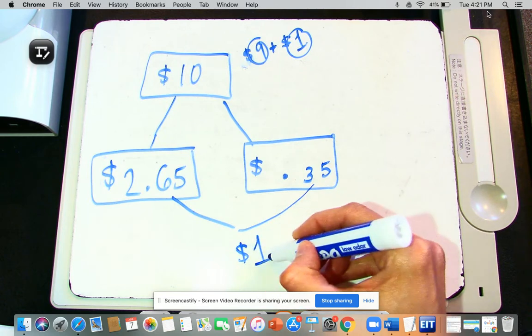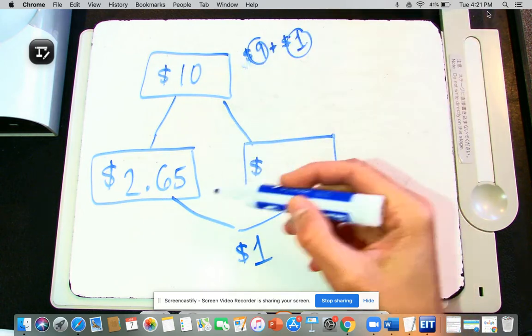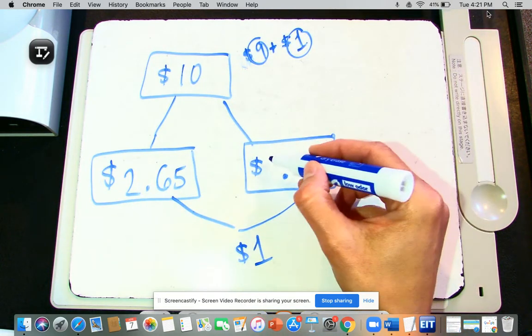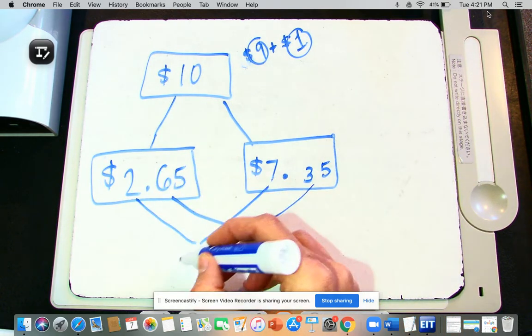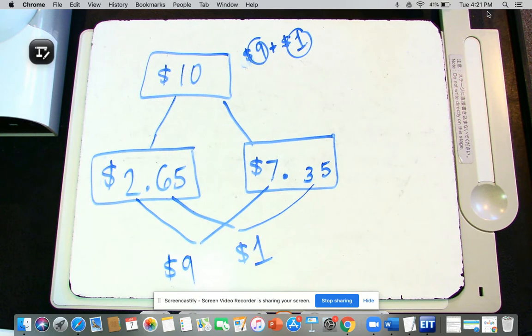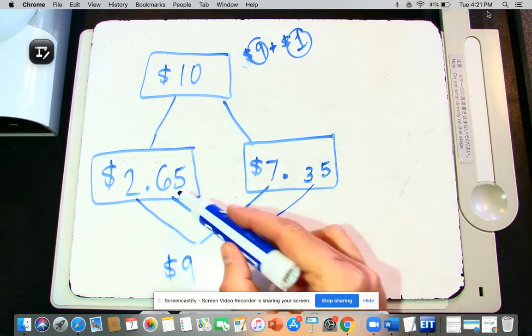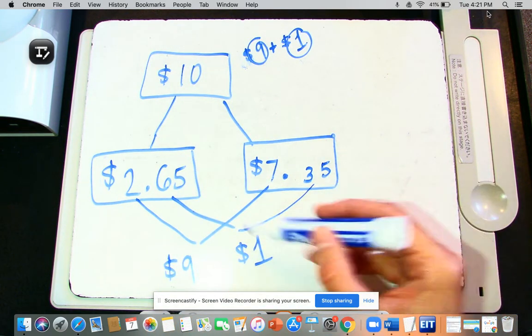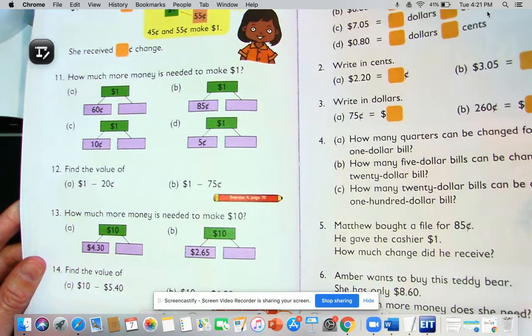There's our dollar, right? So we're thinking of this as we want to make $1 and then we want to make 9. And then $2 plus $7 gets us up to $9. All right, and then that's kind of our strategy of thinking of $9 and $1. So we should have, let's see, 2 plus 7 is 9, and then 65 cents plus 35 cents is another $1.